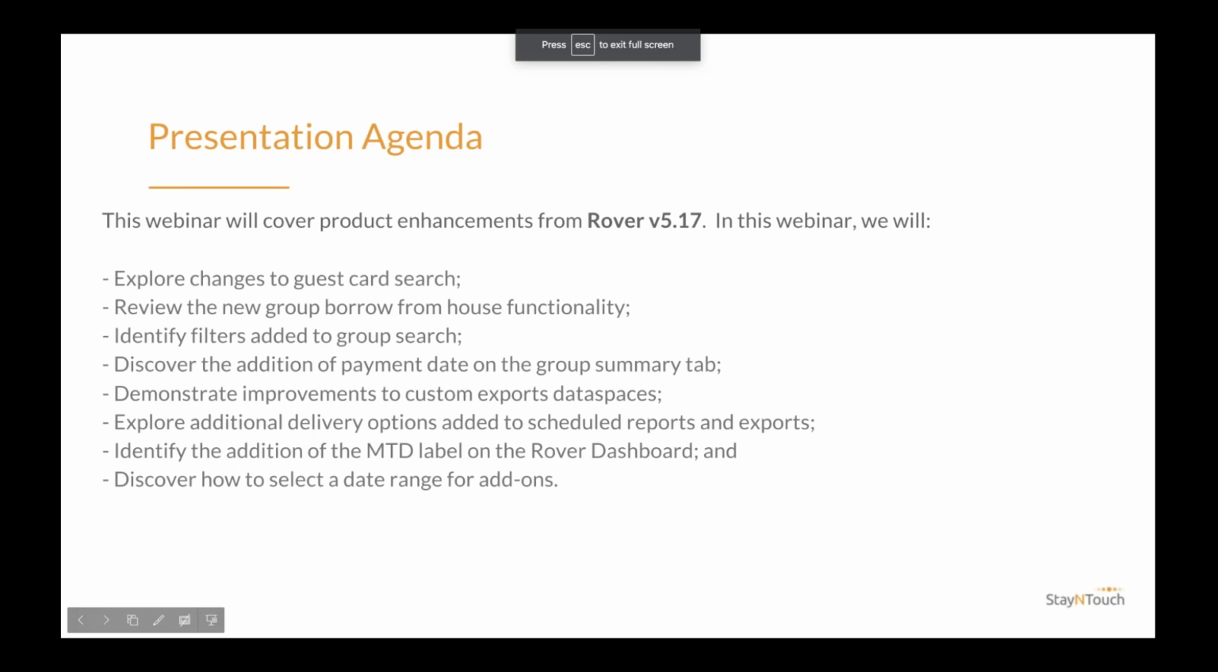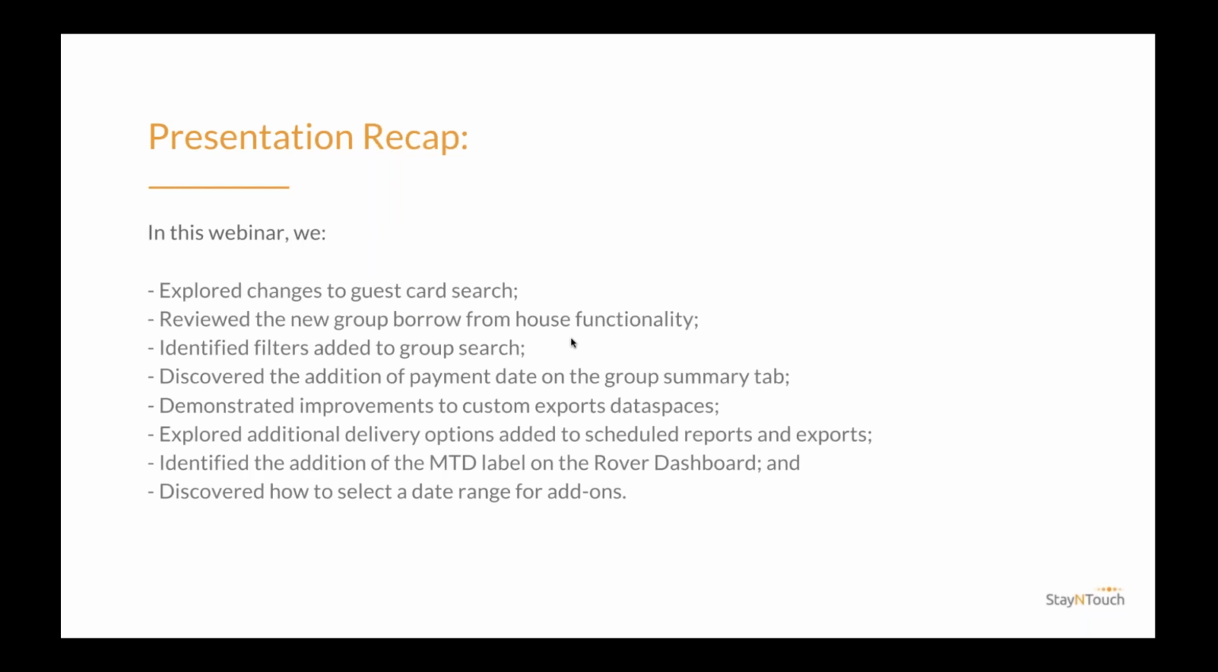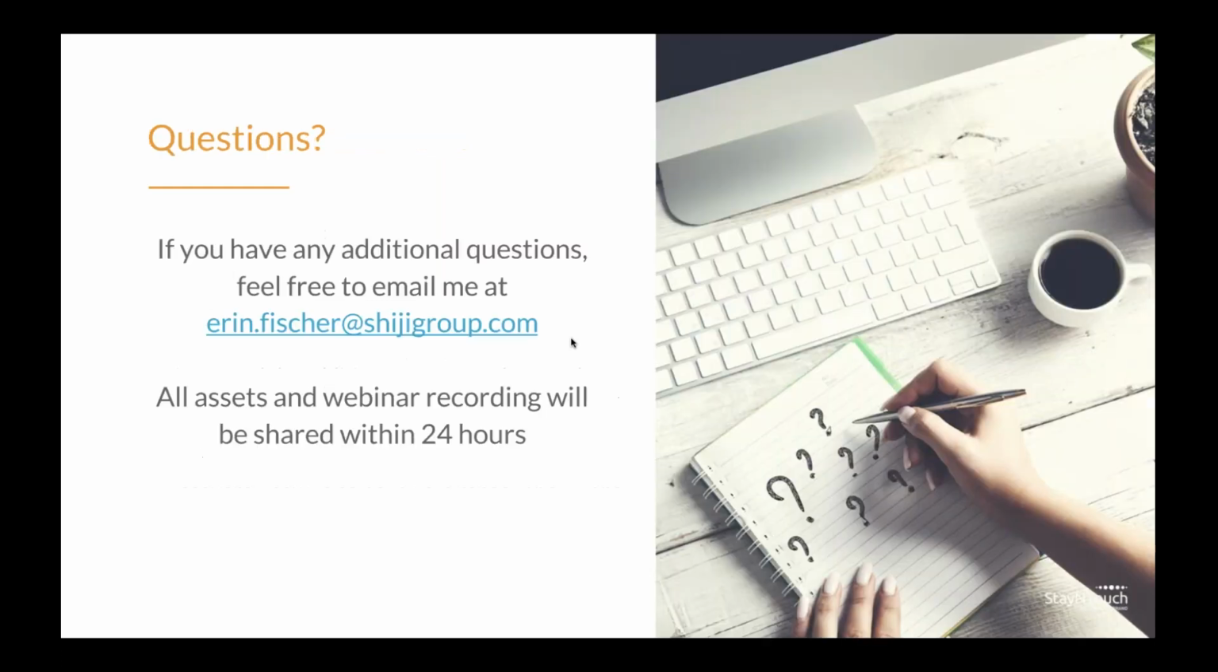All right. So in this webinar, we explored changes to guest card search, reviewed the new group borrow from house functionality, identified filters added to group search, discovered the addition of payment date on the group summary tab, demonstrated improvements to custom exports data spaces, explored additional delivery options added to scheduled reports and exports, identified the addition of the month-to-date label on the Rover Dashboard, and discovered how to select a date range for add-ons. With that, I'd like to conclude our presentation.